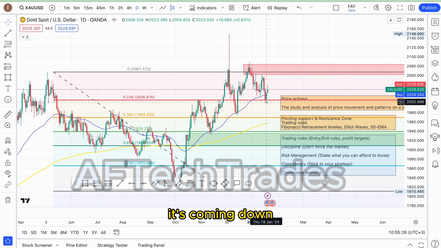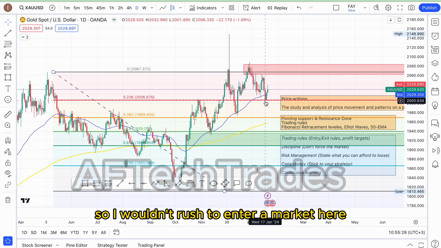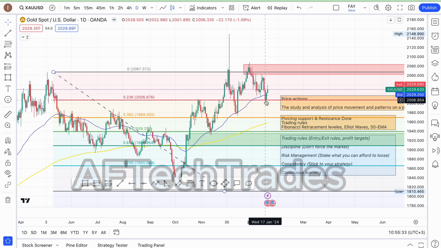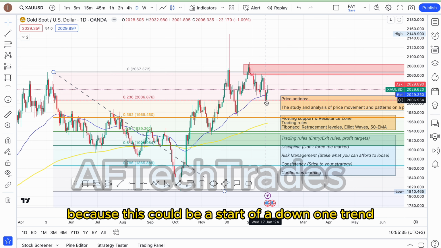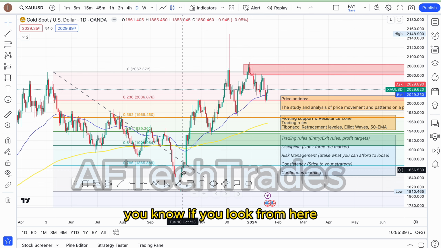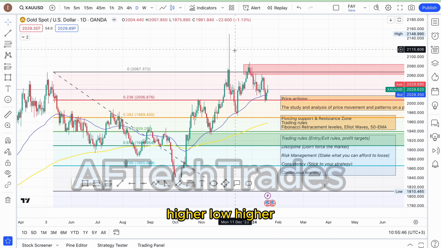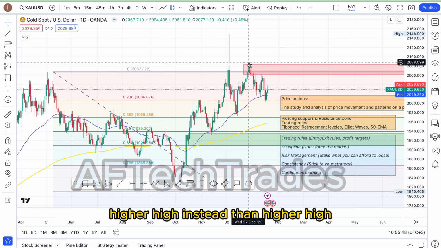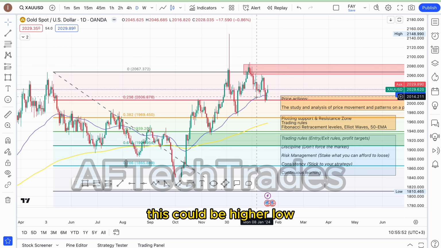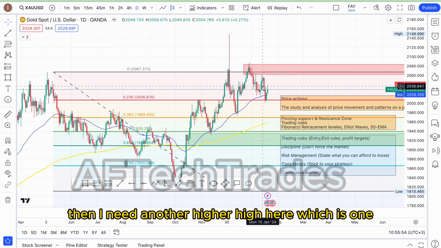It's coming down. So I wouldn't rush to enter the market here, because this could be the start of a downward trend. If you look from here, higher high, higher low, higher high, higher low, higher high, then higher high, this could be a higher low. Then I need another higher high here, which is 1.